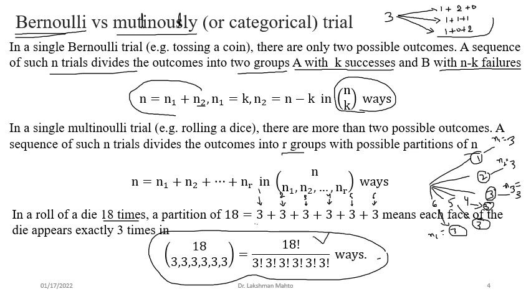What are the other partitions of 18? Anyone may comment on that? What are other partitions of 18? One would be 6 plus 0, 6 plus 0, 6 plus 0, the sum always being 18. So you can observe that 1 is coming 6 times, 2 is coming 0 times, 3 is coming 6 times, 4 is coming 0 times, 5 is coming 6 times, 6 is coming 0 times. So n1 equal to 6, n2 equal to 0, n3 equal to 6, n4 equal to 0, n5 equal to 6, n6 equal to 0.